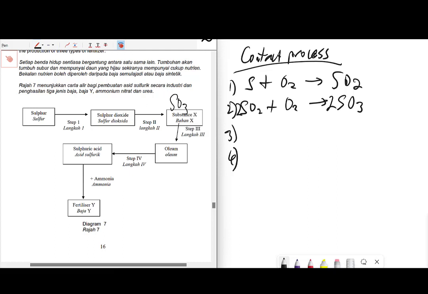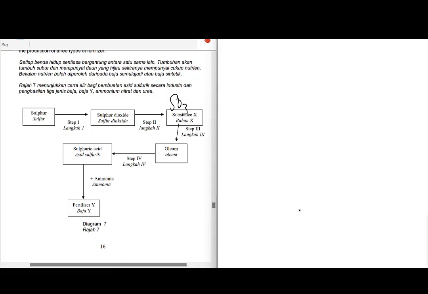Okay. So next we're going to proceed to step 3. So step 3 you can see is actually starting from SO3, and then you make something we call oleum. So oleum is a name, but what is actually the formula behind this oleum? Alright, so you're going to continue again from step 3, from SO3. Okay, so for this reaction here, you are going to make something we call oleum.